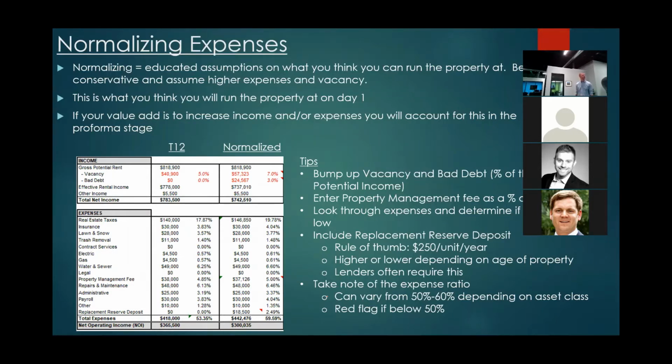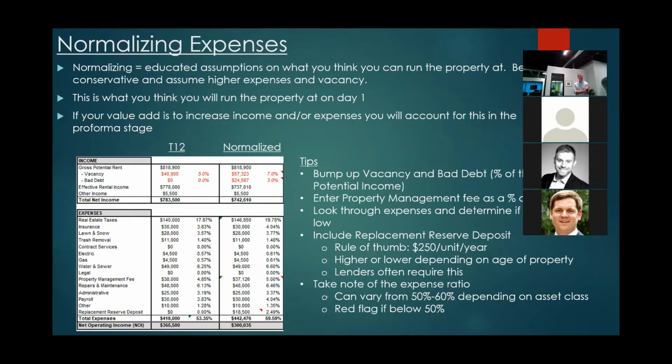what I'll do in this stage is, as you can see, you've got the T12 column and the normalized column. In this example, I bumped up vacancy 2%. I threw in some bad debt in there as well. Obviously that brings down your net operating income, your total net income, considerably right away. But you want to be conservative. I don't want to go in and assume we're going to run at 5% vacancy and 0% bad debt. You want to normalize that.